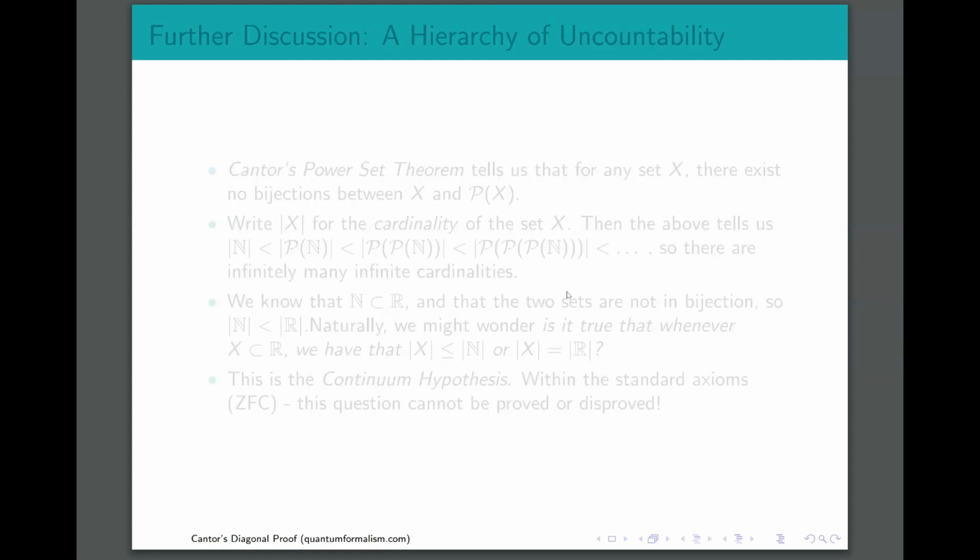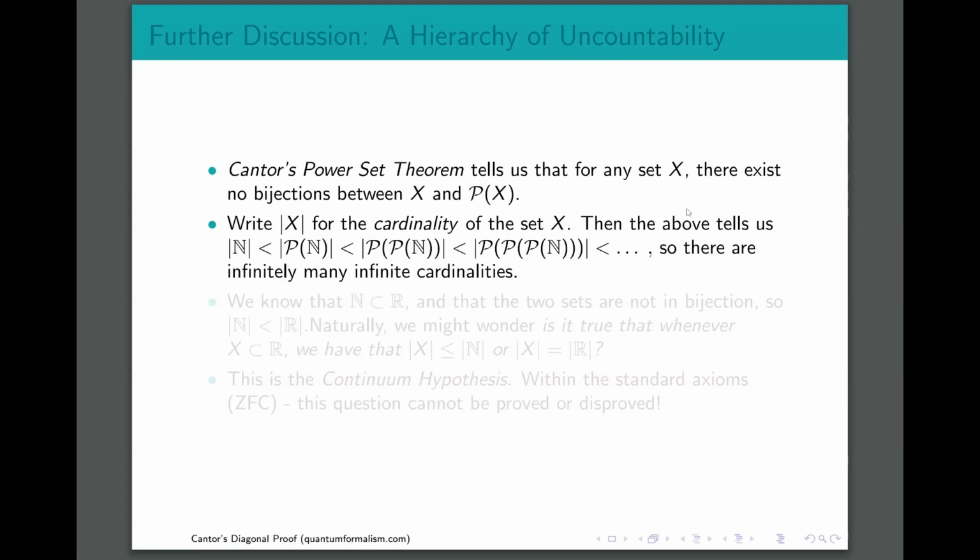So now we've completed our goal of showing that the set of natural numbers is not in bijection with the set of real numbers. We've proved that there are different kinds of infinity. There is a countable infinity and there's an uncountable infinity. And I just wanted to spend a couple of minutes with this further discussion section talking about some of the implications of this.